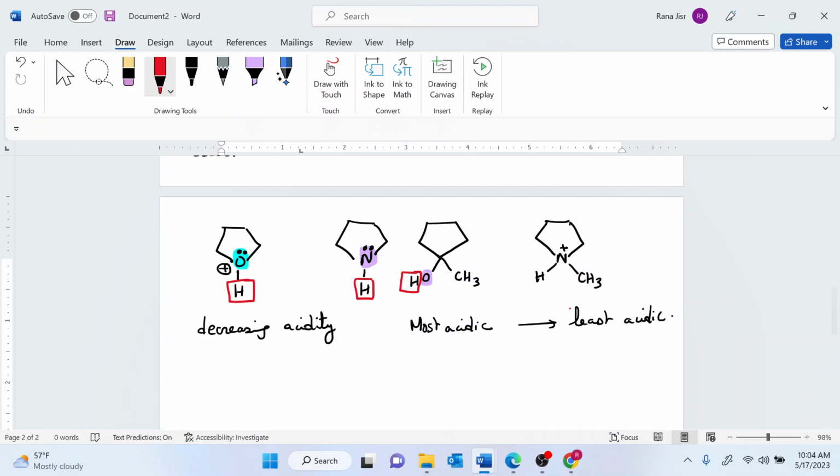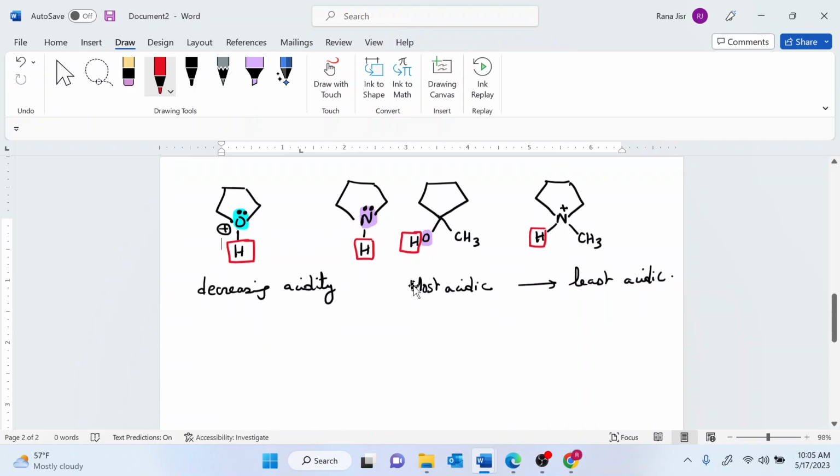And then this hydrogen over here. You can see that the neutral compound containing the oxygen is more acidic than the one containing the nitrogen. Why? Because oxygen is more electronegative than nitrogen. So it's going to pull the electrons away from the hydrogen, and it's going to make the hydrogen more partial positive. The more partial positive the hydrogen is, the more acidic it is.